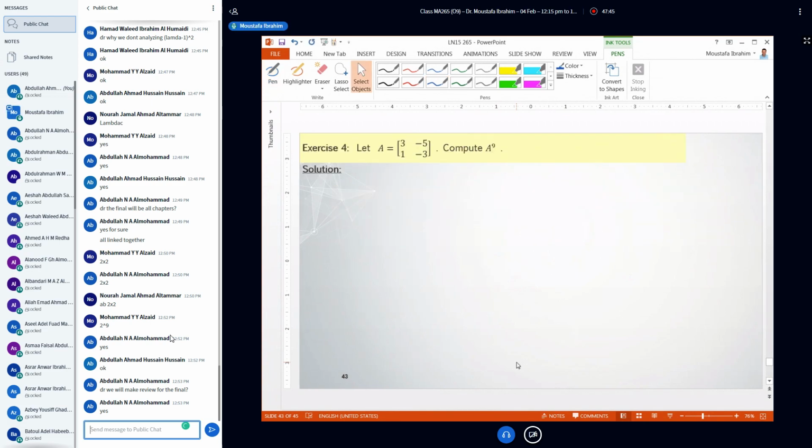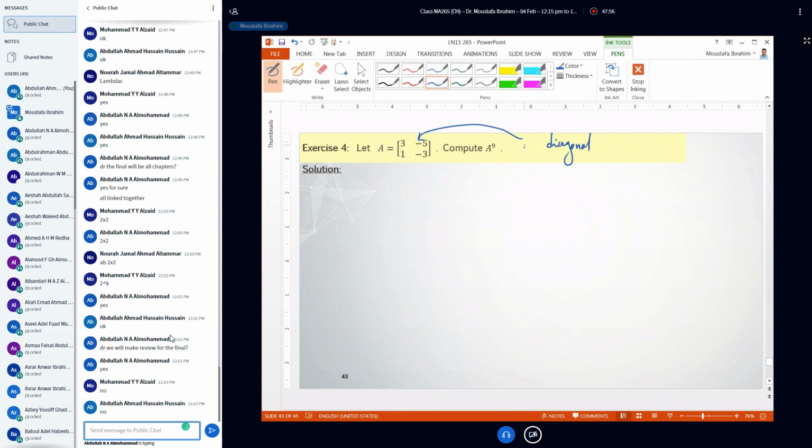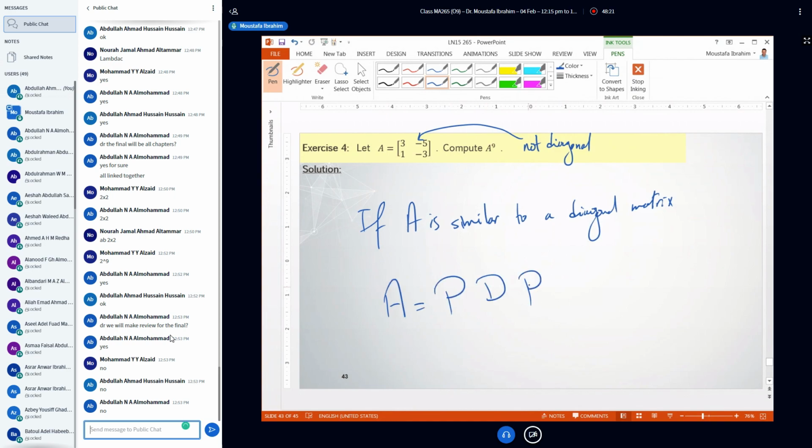Okay. Look, guys, this matrix, is it diagonal? Not diagonal. So we cannot say it's 3 to the power of n, minus 3 to the power of n. That's false. But maybe it's similar to a diagonal matrix. What does it mean to be similar to a diagonal matrix? It means we can write A as P D P minus 1.